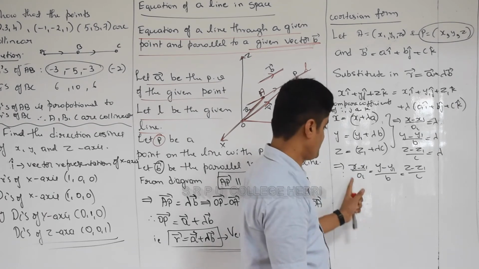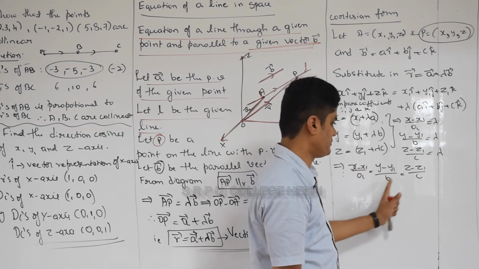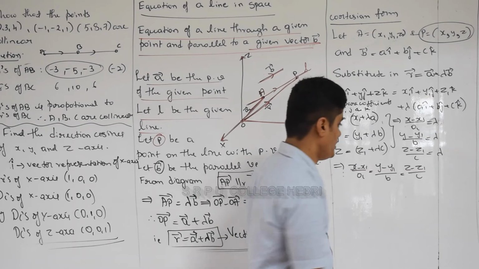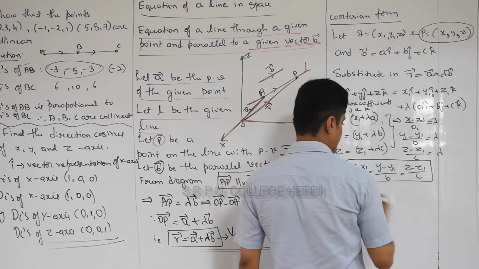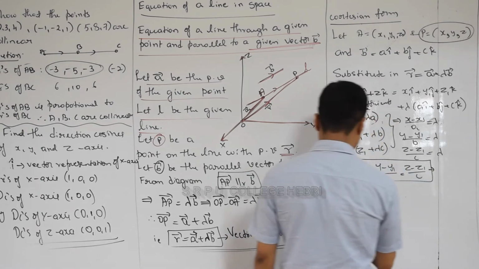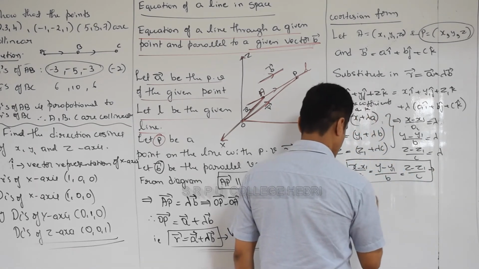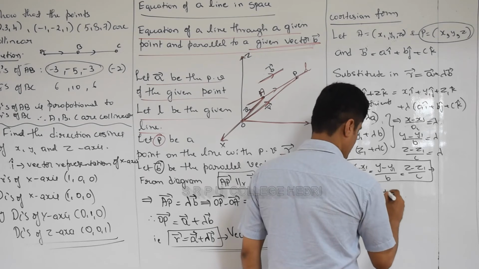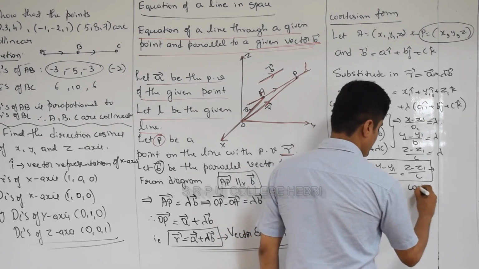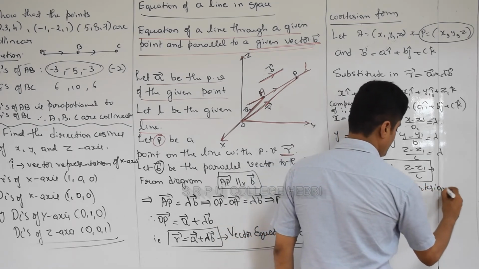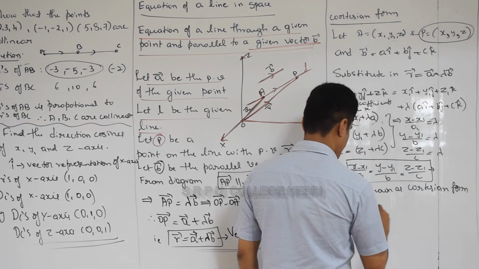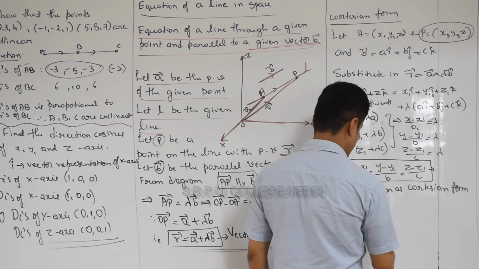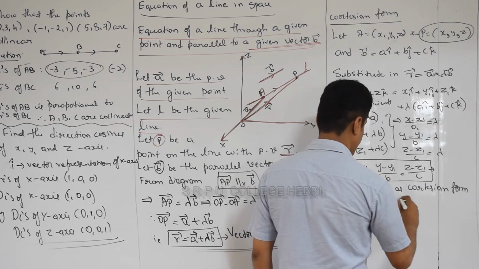Got it? (x − x1)/a = (y − y1)/b = (z − z1)/c, all are equal to some constant, and this form of the equation of a straight line is known as the Cartesian form. This is the Cartesian form of the vector equation r = a + λb.